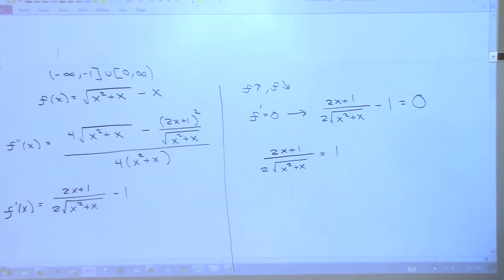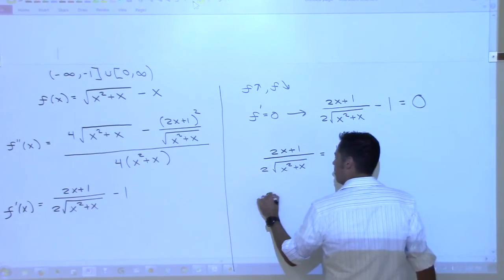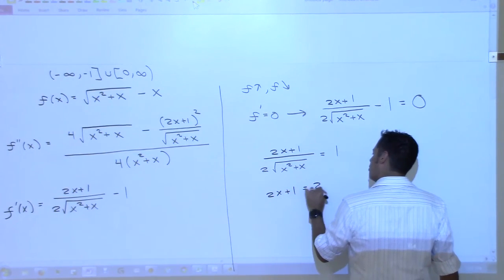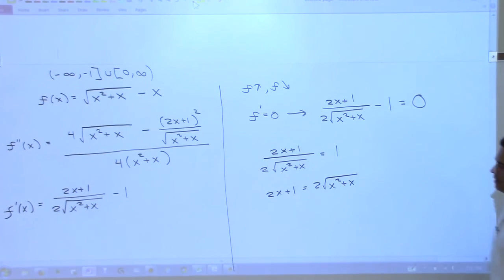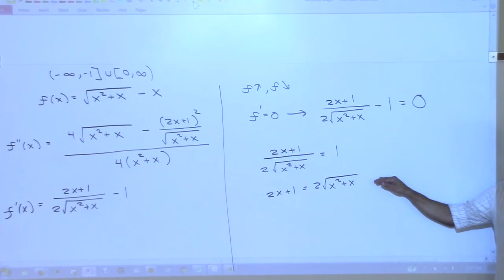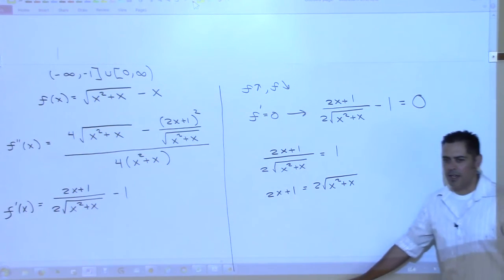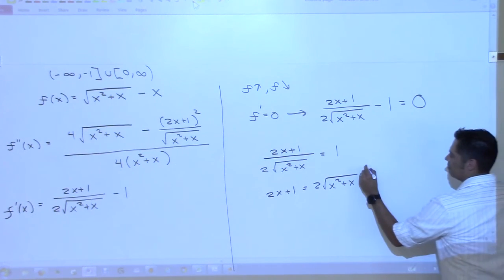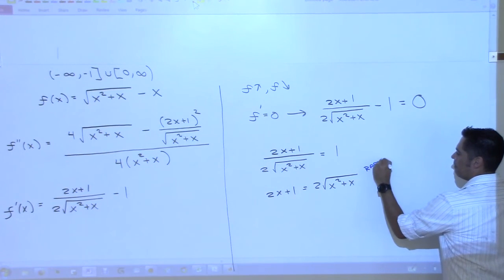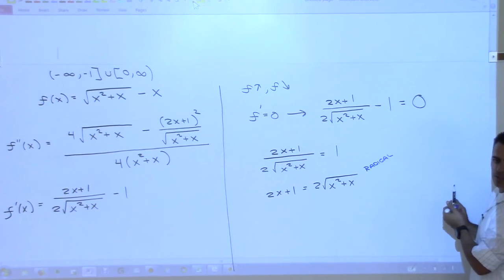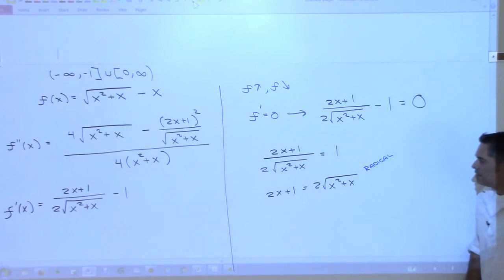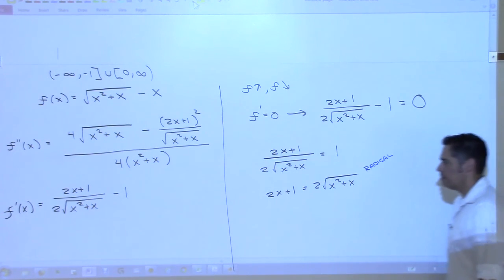And then I'm going to multiply both sides by the denominator. So 2x plus 1 and then 2 root x squared plus x. And this right here, we have to solve for x. And this equation has a special name. It's called the radical equation. And somewhere in college algebra, you were taught how to do this very difficultly. Does anyone recall how we can solve a radical equation? What kind of technique is it?